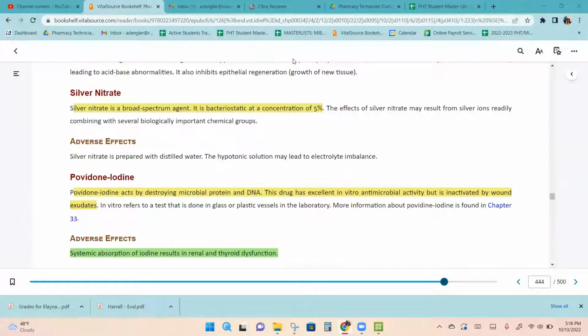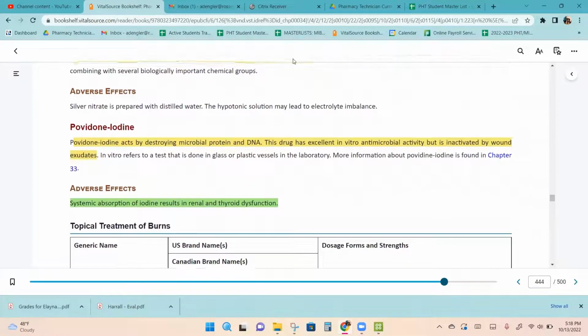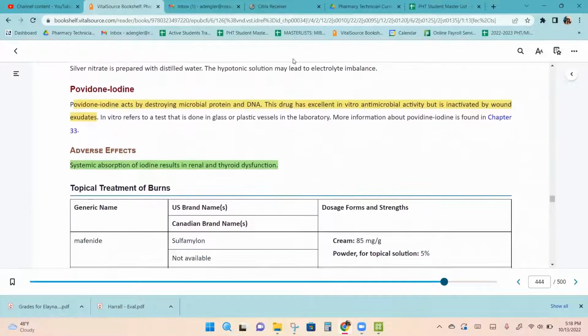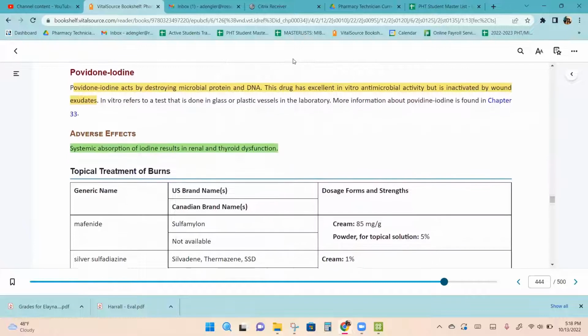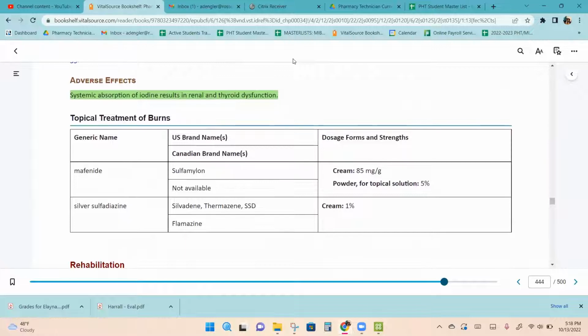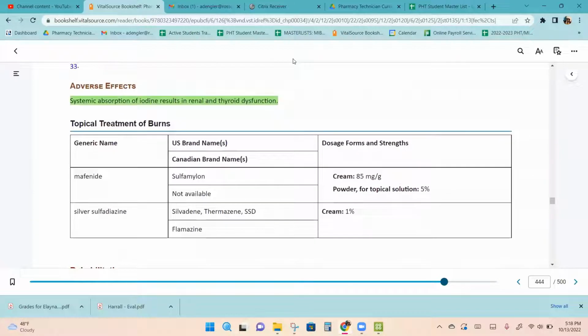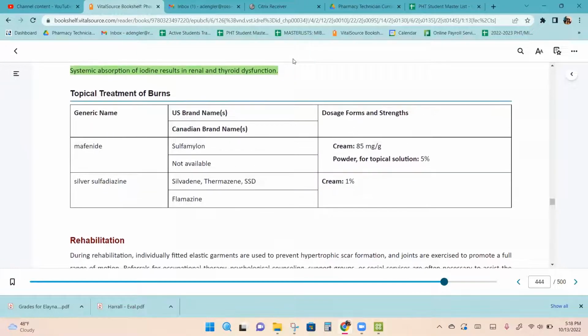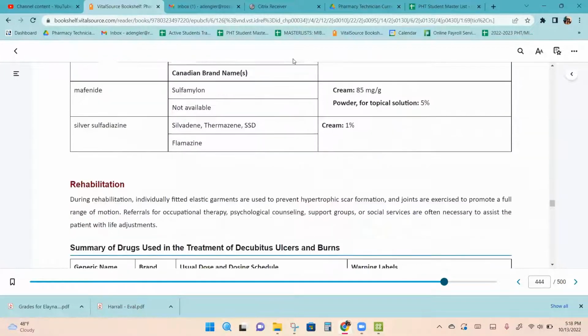Silver nitrate is a broad spectrum agent. It is bacteriostatic at a concentration of 5%. Povidone iodine acts by destroying microbial protein and DNA. This drug has excellent in vitro antimicrobial activity, but is inactivated by wound exudates. Systemic absorption of iodine results in renal and thyroid dysfunction. So we have some more topical treatments of burns: Sulfamylon, Silvadene, and Thermazene.